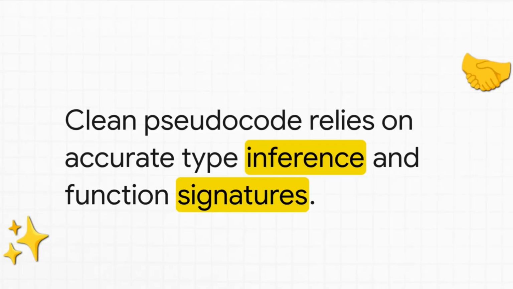So the crucial point here is this. Clean pseudocode relies entirely on accurate type inference and function signatures. If the Hex-Rays Decompiler has to guess what arguments a function accepts, you're going to get messy, distorted code. But because FLIRT runs first, it feeds the exact functional prototypes right into Hex-Rays. The translator knows exactly what it's looking at, giving you pristine, highly readable pseudocode. They absolutely need each other.